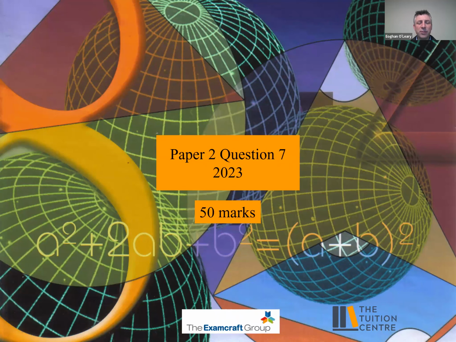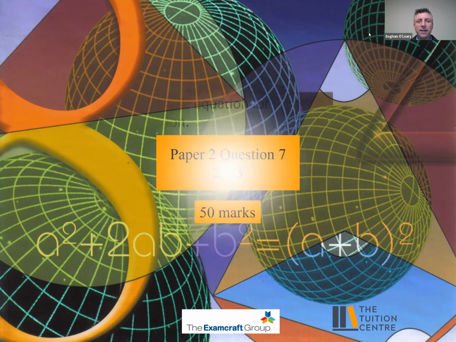Now we're on to question 7. Question 7 is the first context and applications question, so it's the first problem solving question. It's worth 50 marks. There are 4 problem solving questions and you will get marked on your best 3 out of 4. Okay, let's have a look at it.